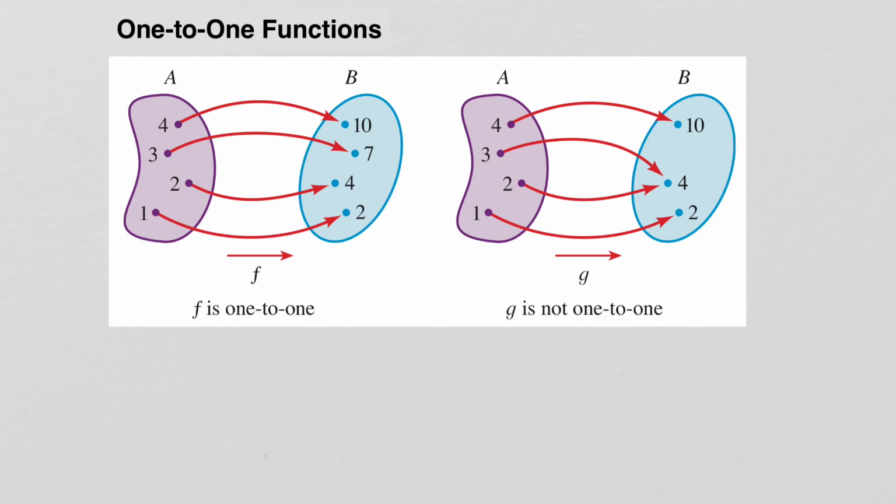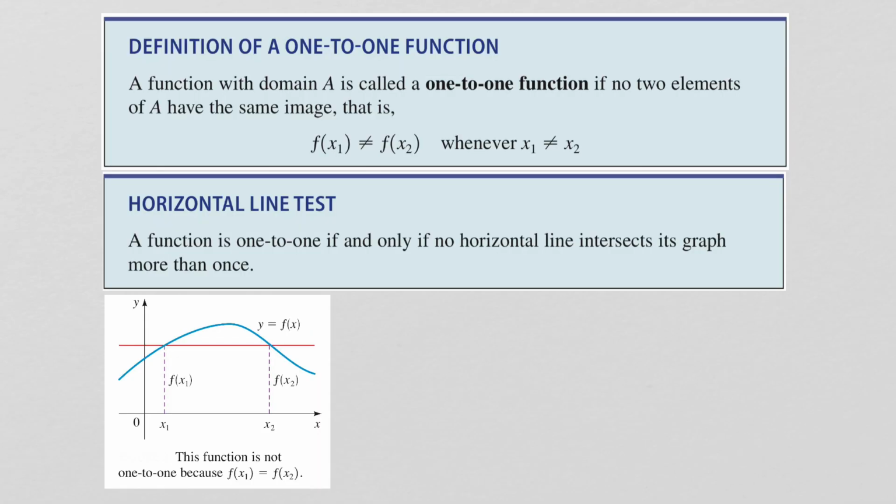Now let's go to a formal definition. So the definition of a one-to-one function says that a function with a domain A is called a one-to-one function if no two elements of that domain A have the same image. So in other words, f of x1 cannot be equal to f of x2 anytime x1 and x2 are different.